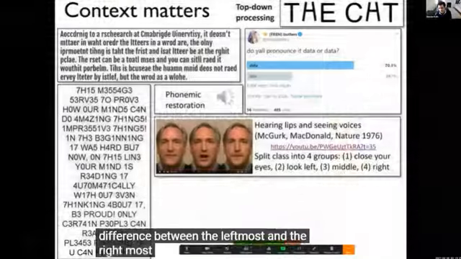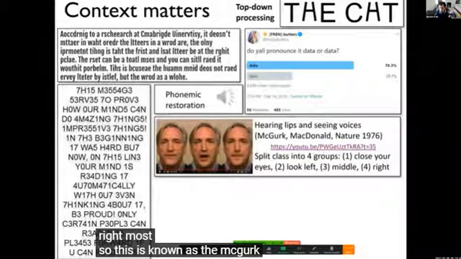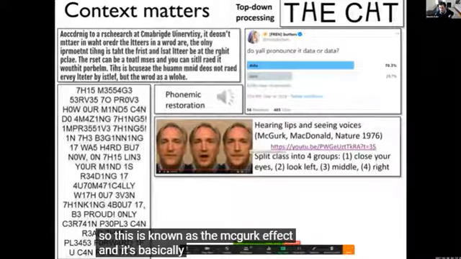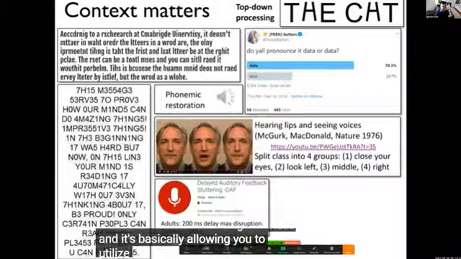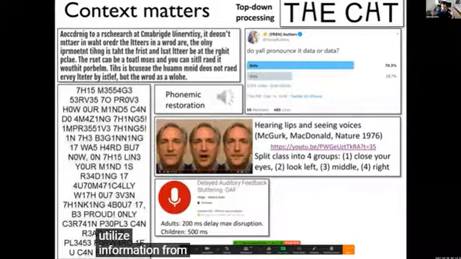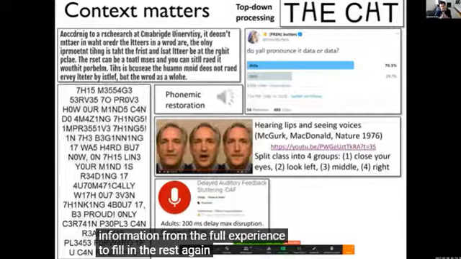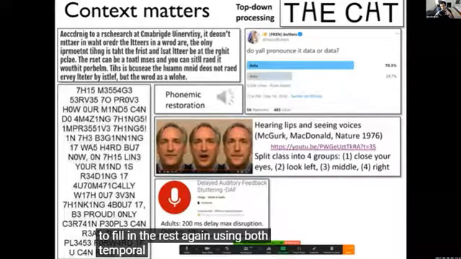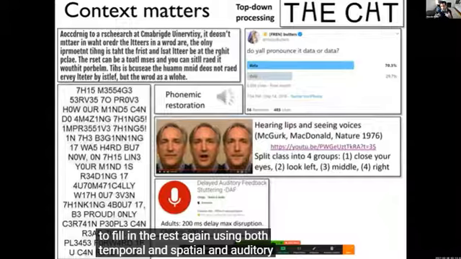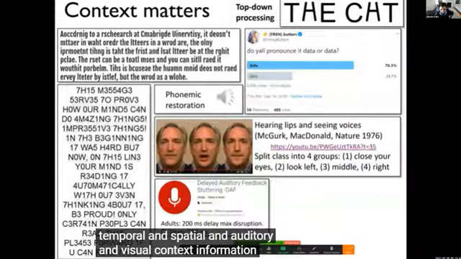The most remarkable for me is the difference between the leftmost and the rightmost. So this is known as the McGurk effect, and it's basically allowing you to utilize information from the full experience to fill in the rest, again, using both temporal and spatial and auditory and visual context information.